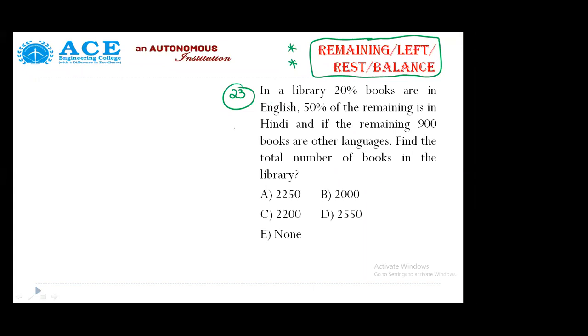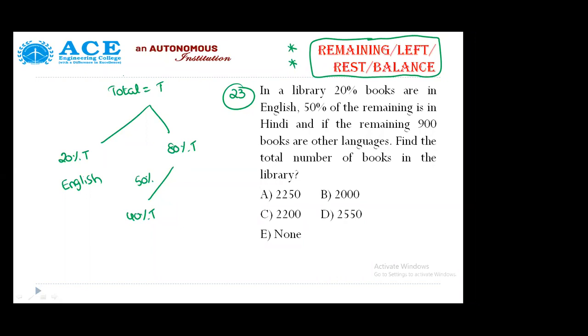Okay. In a library, 20% books are in English, 50% of the remaining is in Hindi. So say the total books is T; you can also assume a value, it's your choice. 20% of that is English. Now 80% is there. They mention 50% of the remaining, not 50% of the total. 50% means half of this, so 40%. You just be alert, guys.